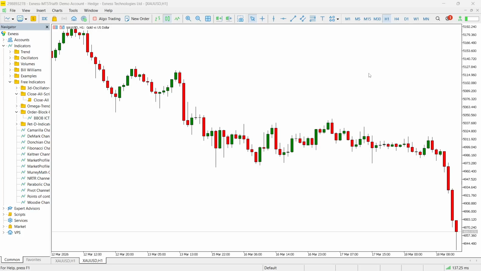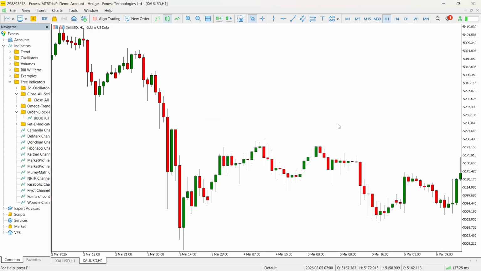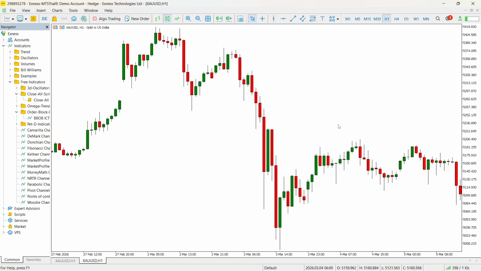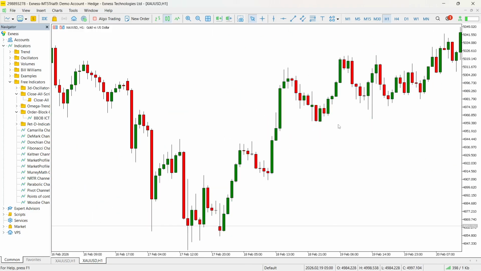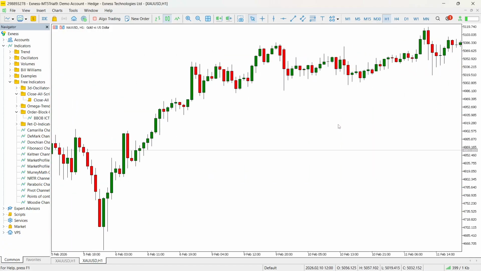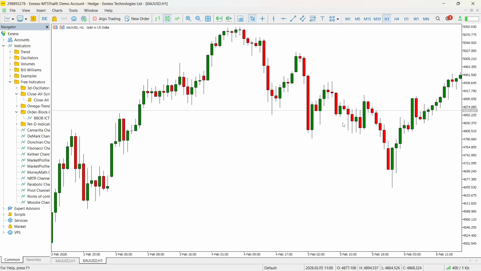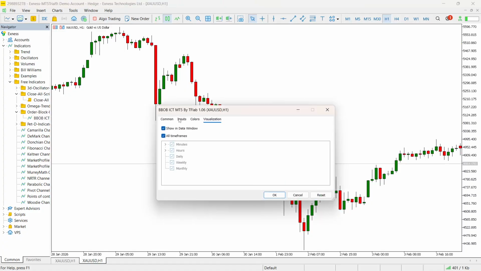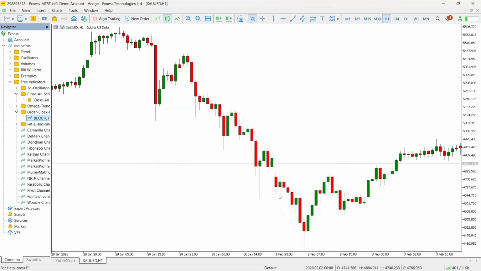Hello traders, in this video we are exploring the PZ order block indicator for MT4 and MT5. This indicator automatically detects and highlights institutional order block zones on your charts, helping you visually identify areas where large buy or sell activity may have taken place. At this point I'll load the indicator on the chart so you can see how it looks in real time.